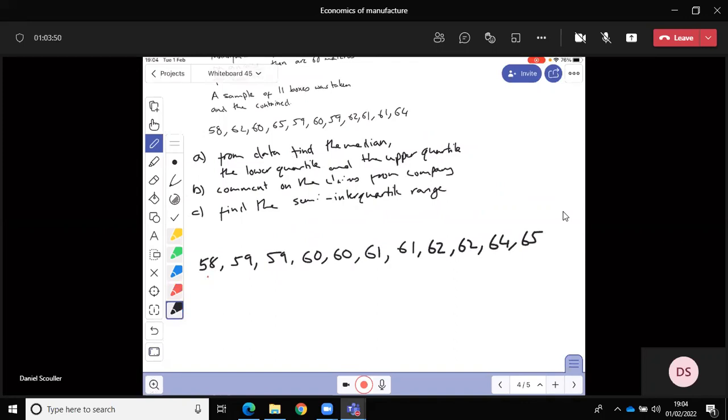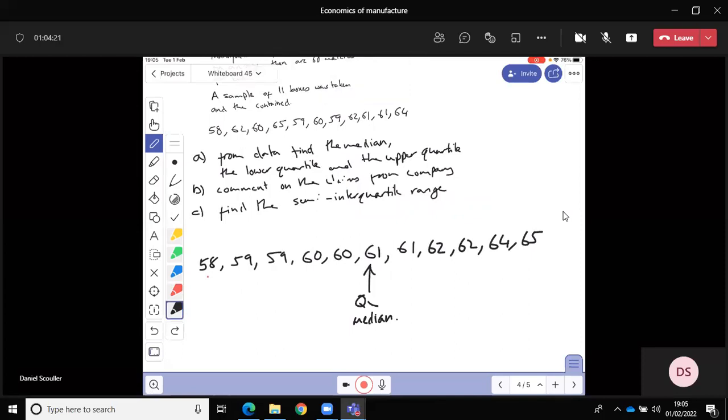So the median, Q2, is the middle number. So bang in the middle, of 11, would be the 6th. Now 1, 2, 3, 4, 5, so it'd be this number here. That gives me 5 numbers to the left and 5 numbers to the right.